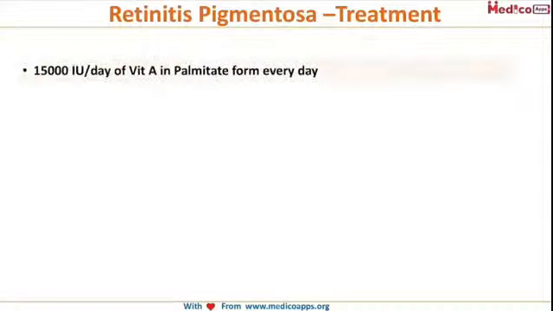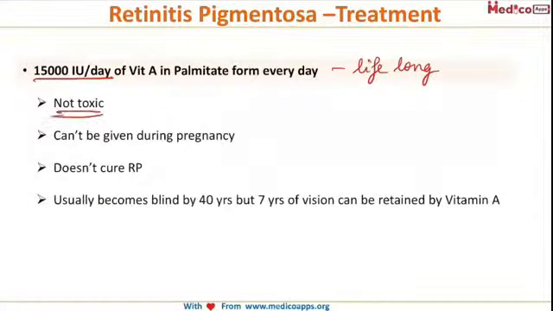Let's look at the treatment of retinitis pigmentosa. Please remember this number very carefully. It is asked many times. You can give 15,000 international units per day of vitamin A in palmitate form every day, lifelong. Okay, lifelong, you give it lifelong. 15,000 international units per day of vitamin A in its palmitate form needs to be given. Now, such a high dose sounds as if it is toxic, but please remember that it is not at all toxic. When the dose crosses 25,000 IU, then it can be toxic.